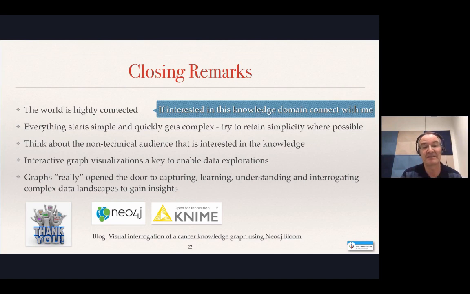Interactive graph visualizations, I think, are key to enabling data exploration of such a knowledge space. And graphs really opened the door for me to capturing, learning, understanding, and interrogating complex data landscapes to gain additional insights. And I just want to say thank you to everybody who makes open source tools available to a broad audience so they can explore these new opportunities, in particular Neo4j and also KNIME.